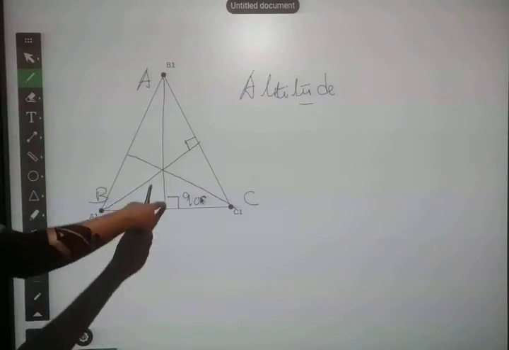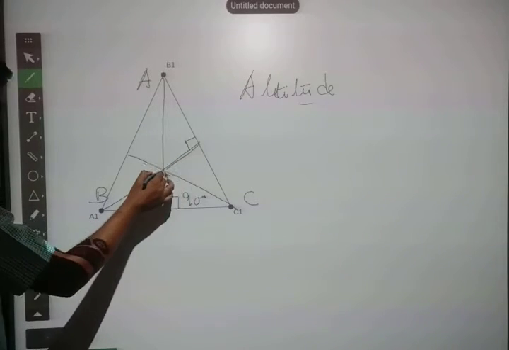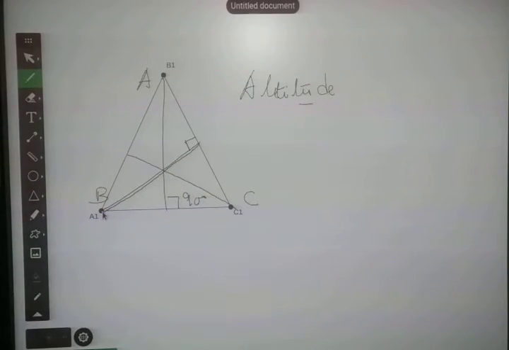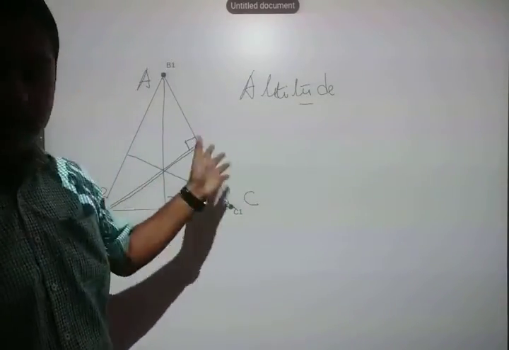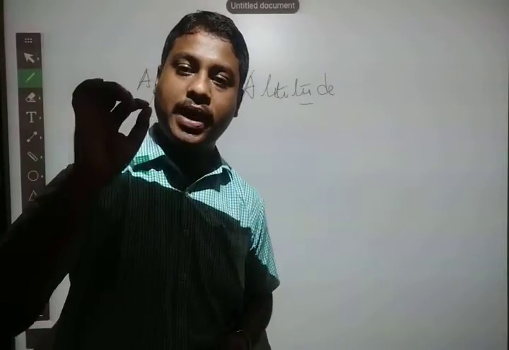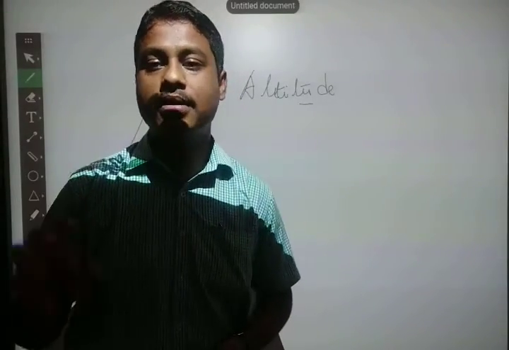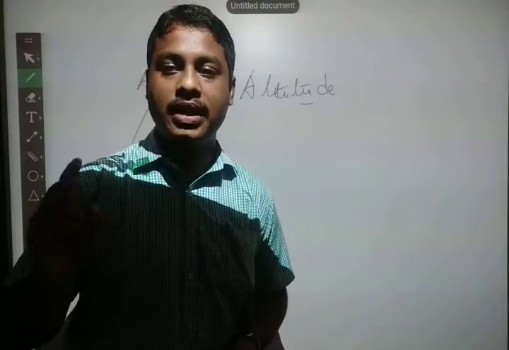So this is one altitude, there is one more altitude from the vertex B, and one more altitude from the vertex C. But remember that the line you have drawn to the opposite side of the triangle should always be perpendicular to the side. That is called an altitude.